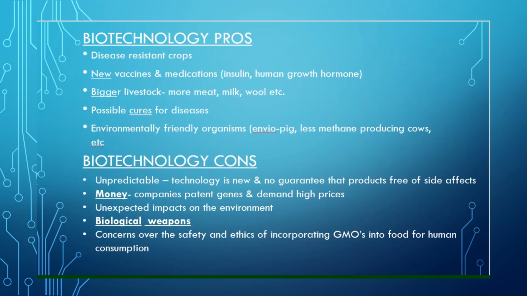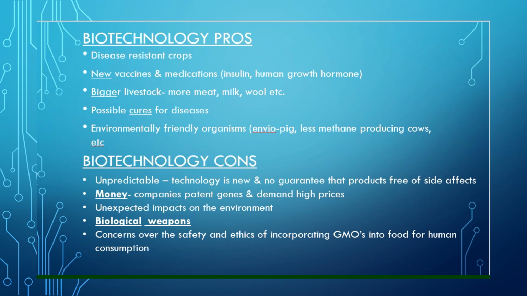So biotechnology pros: disease-resistant crops, new vaccines and medicines, bigger livestock for more meat, more milk, more wool, possible cures for diseases come out of biotechnology. You can make environmentally friendly organisms like that EnviroPig, the less methane producing cows.